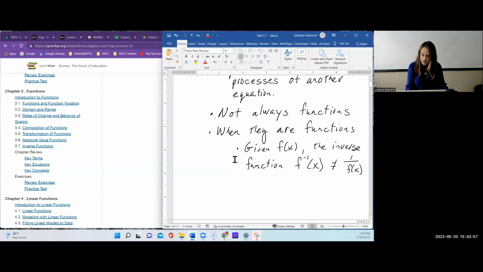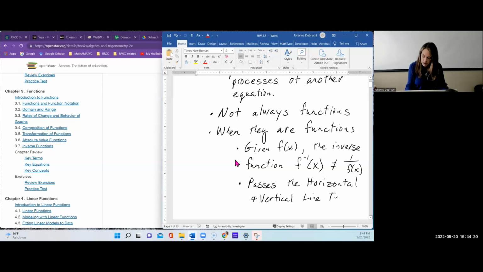Now, because it's a function, it passes both the vertical and the horizontal line test. In general, the inverse passes the horizontal line test, and then it passes the vertical because it's a function. The horizontal line test is what we use on the original function to determine whether or not the inverse is a function. If the original function passes the horizontal line test, then the inverse equation is also a function. If it does not pass the horizontal line test, it still has an inverse equation. It's just not a function.